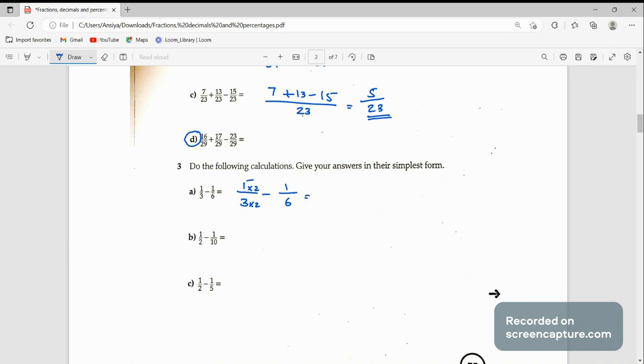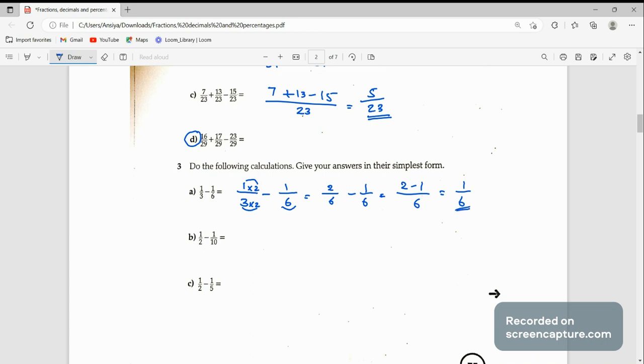So simplified, 1 multiplied by 2 is 2, 3 multiplied by 2 is 6. Minus, copy the same. Now see, this looks much simpler with the common denominator. So just subtract 2 and 1. That's the task. And here is the answer.